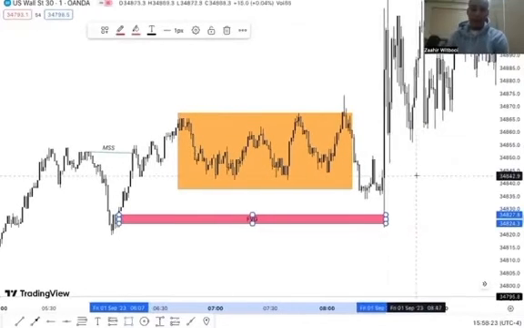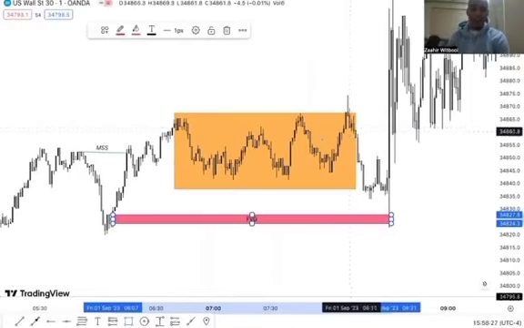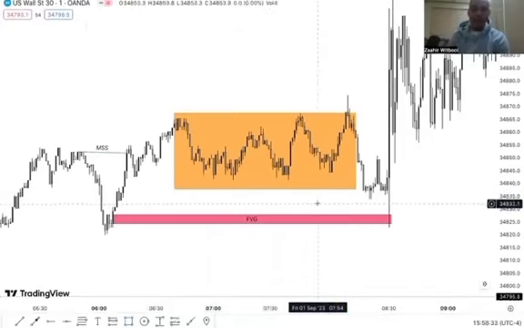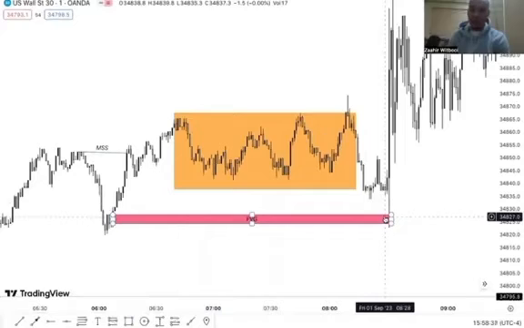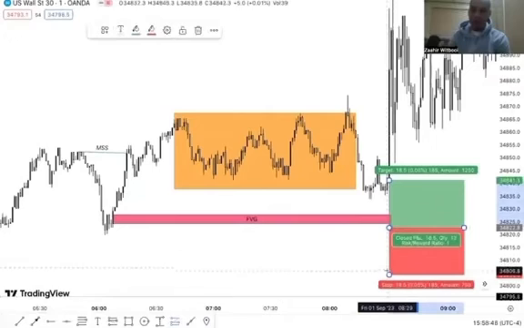And yeah, we had accumulation. Look how beautifully we had a manipulation to the downside and tapped into that 90% discounted zone. Beautiful fair value gap as well. And guys, look at this beautiful entry we have caught on the 1 minute time frame. Look at this beautiful entry.